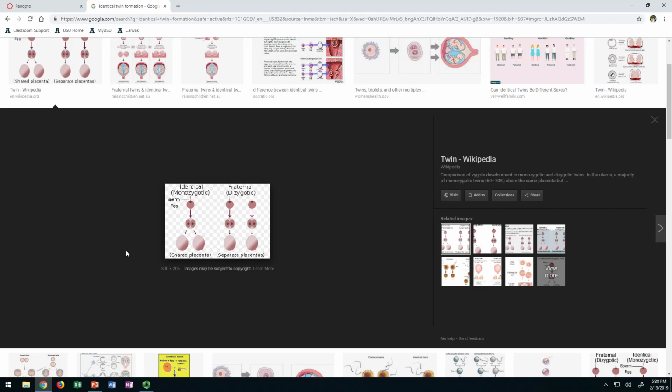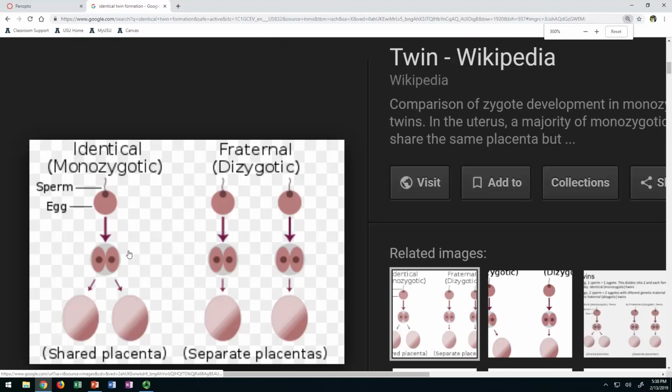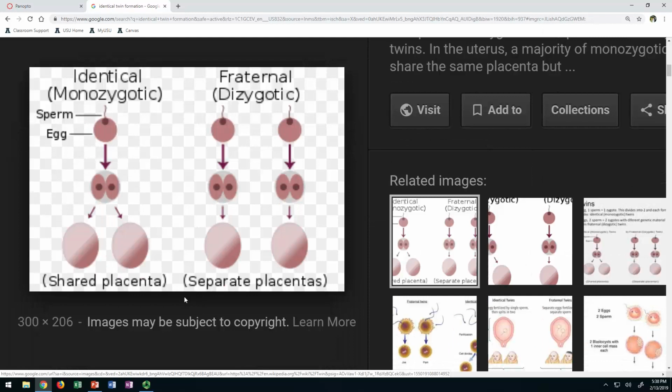Oh, it's super tiny though. So monozygotic means identical, and dizygotic means fraternal or not identical, and it has to do with the zygote, right, and how it divides. So I'll just have to point. So monozygotic, identical twins, one sperm, one egg, forms 2 divisions, and then they each divide into the same placenta.